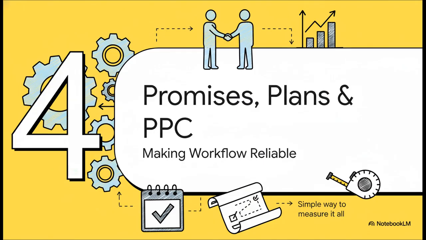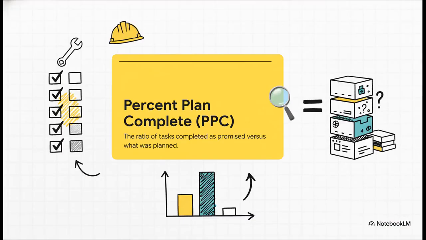So managing the system is one piece of the puzzle, but what about managing the people? Well, that all comes down to making the workflow reliable. And you do that with clear promises, solid plans, and a really simple way to measure the whole thing. To measure how reliable teams are, we use this brilliantly simple metric, percent plan complete, or PPC. At the beginning of the week, each team makes a set of promises about what they're going to deliver. PPC is just a way of asking, what percentage of those promises did you actually keep?